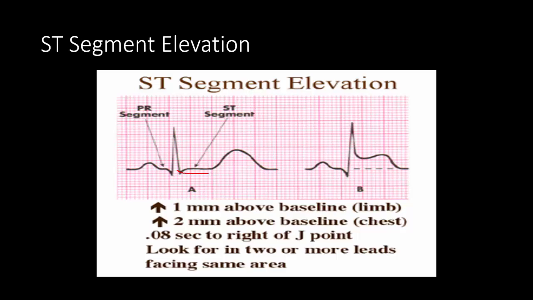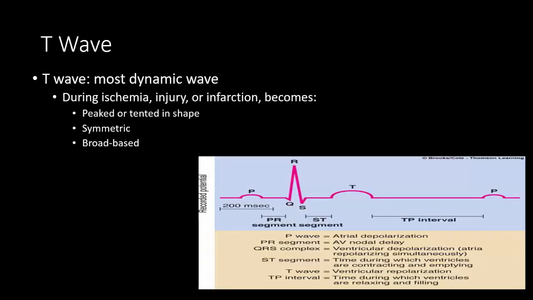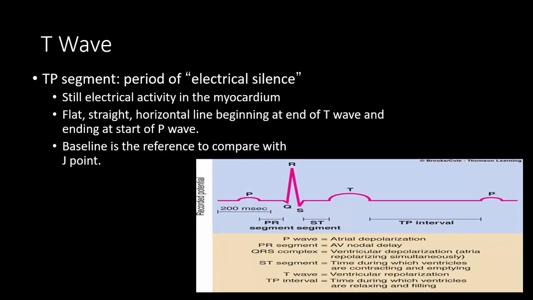Again, as we've learned before, the T wave is the most dynamic wave, and you may see it peak or tent in shape, especially due to hyperkalemia that may be associated with the MI, due to the anaerobic metabolism. You may see it as symmetric or even a broad base T wave. You may see it flip. You may not even see any changes, but you do know that the T wave is very dynamic.